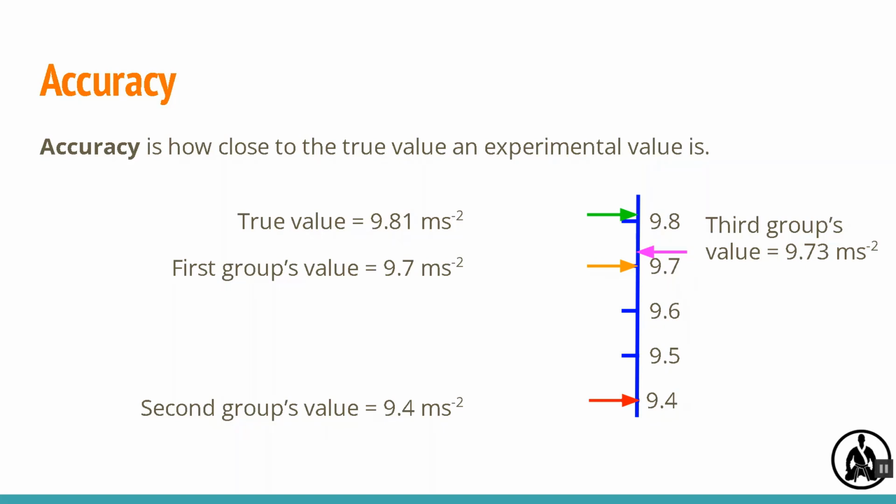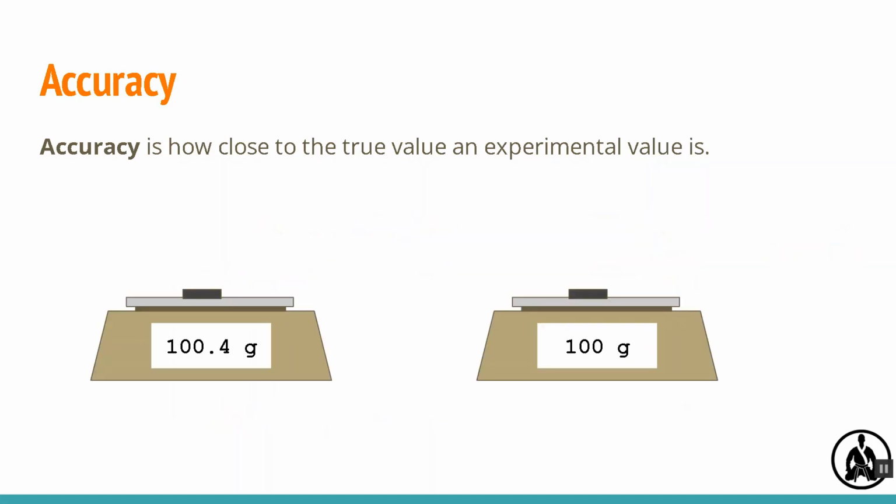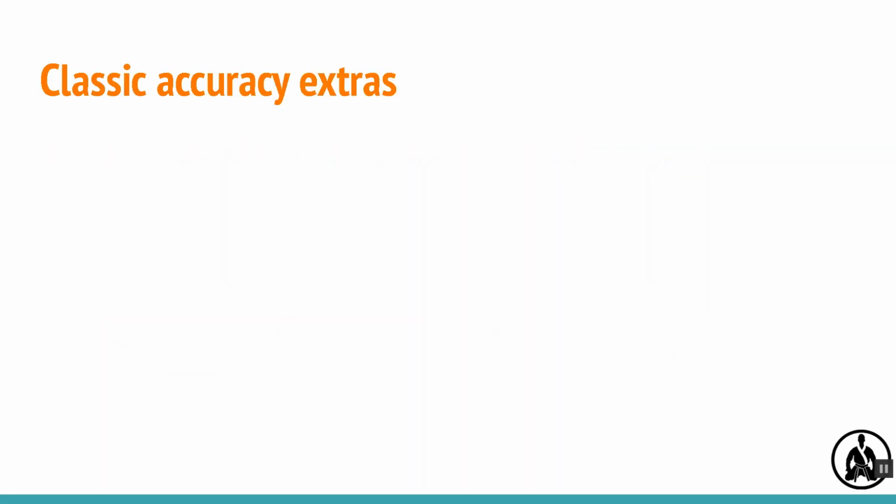metres per second squared. When we are choosing a measuring instrument, we choose the instrument that will give us the most accurate measurement. The balance on the left is giving a more accurate measurement than the balance on the right. There are a few very common exam questions relating to particular examples of increasing accuracy. It's a good idea to flag these up to your students and repeat them often.